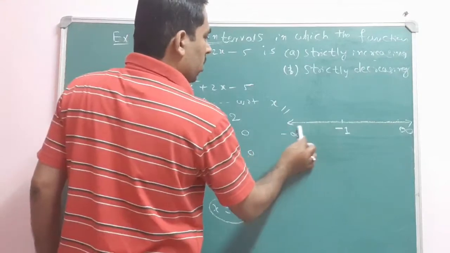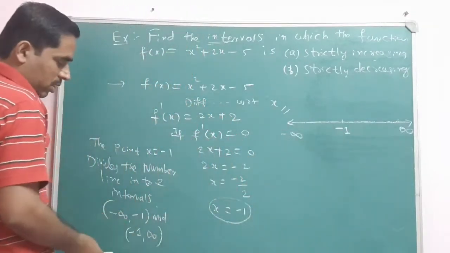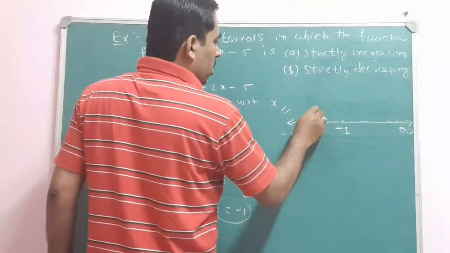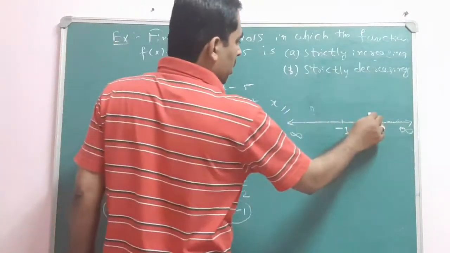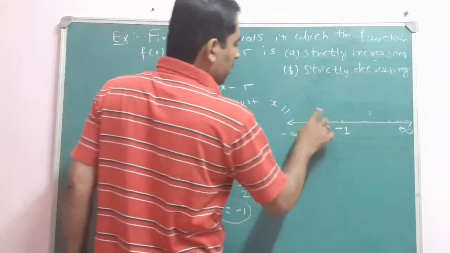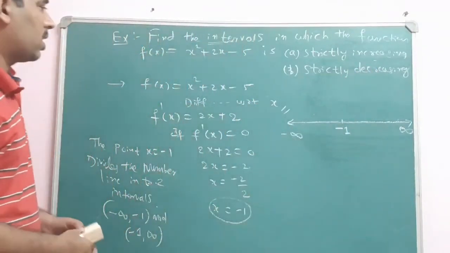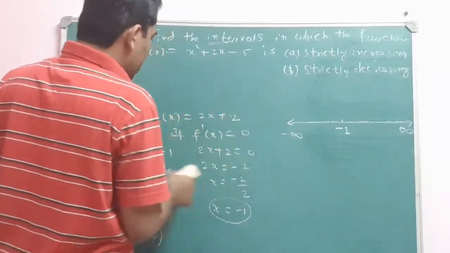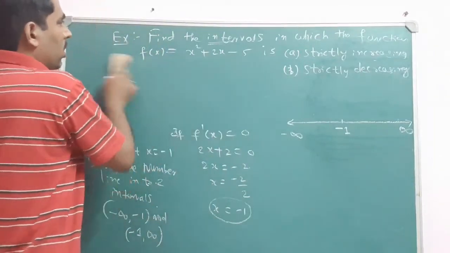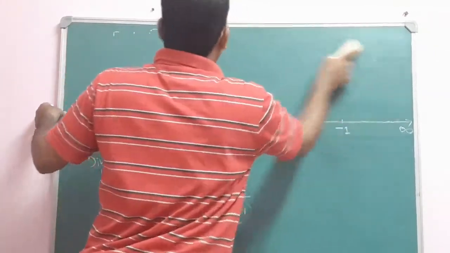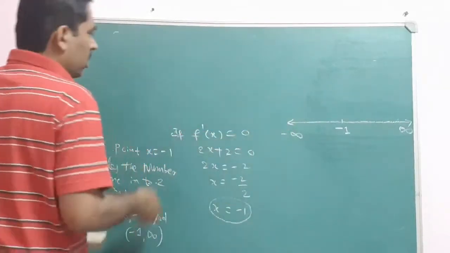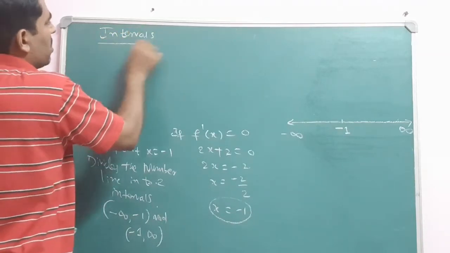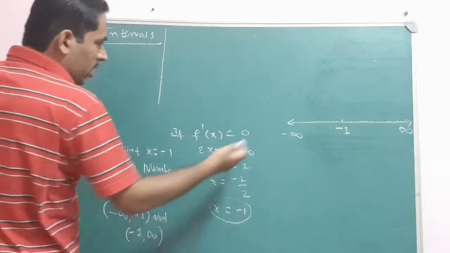So this is one open interval, minus infinity to minus 1, and the other is minus 1 to infinity. In each interval, we have to decide whether the function is increasing or decreasing, and what happens to the function. These are the points we have to discuss here. So let me check what happens in these intervals. Let me consider the two intervals.